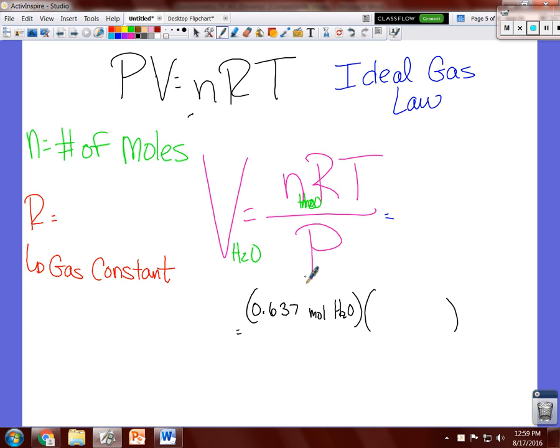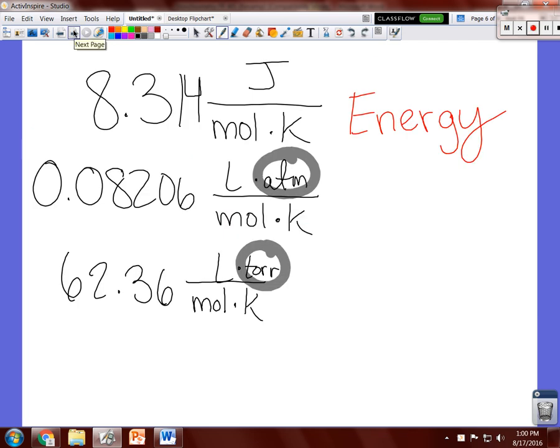We've got an R, we've got a T, and then we've got a P. Do you agree that we have to use one of the R values? Let's look at the easy one first. We know we're not going to use the top one, but we're looking at the last two. Let's look at the temperature unit first. What is the temperature unit given in the question?